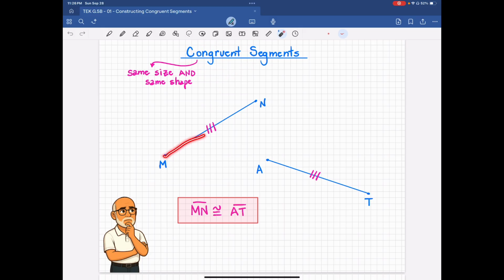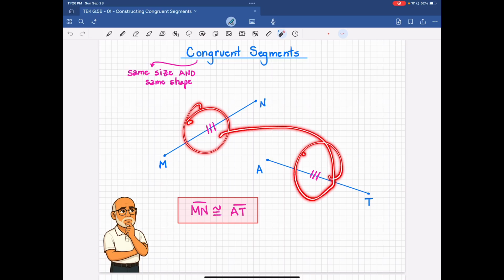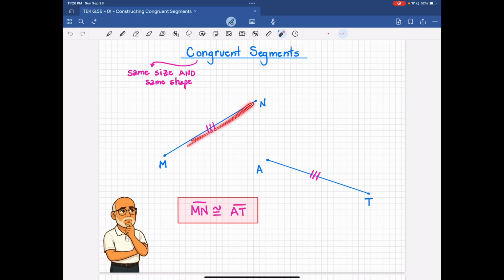So I have two line segments. I have MN here, and I have AT over here. Now, notice the three congruence markings on each of the segments. Since three congruence markings are here and they have the same color as the three congruence markings here, I know that these two line segments, line segment MN and line segment AT, have to have the same size and the same shape. Exact same shape, exact same size. So I can say that line segment MN is congruent to line segment AT.